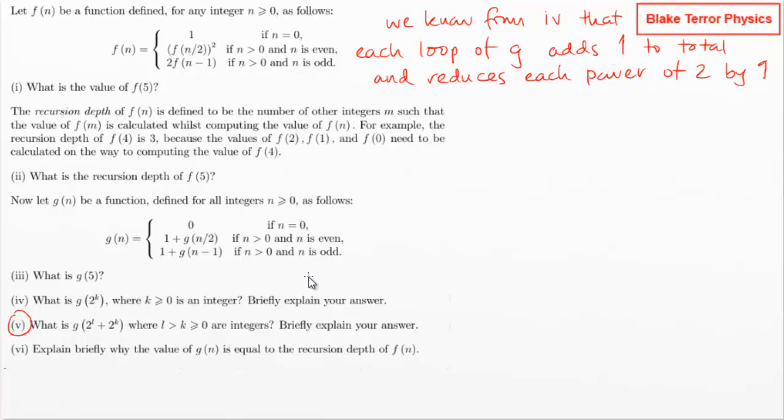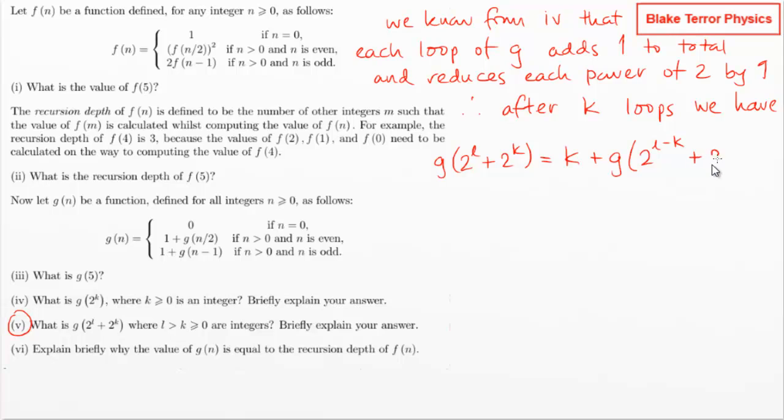So when are we going to get an odd number? We're going to get an odd number after k loops, because we're going to have a plus 1 on the end. So we can say, therefore, after k loops, g of 2 to the L plus 2 to the k is going to be equal to k, that's our counter, we've done k loops, and then g of 2 to the L minus k plus 2 to the k minus k. I've written it that way just so it makes it clear what we've actually done. We've done our counter of k, and we've reduced each power by k. But this is going to be a plus 1. So that is k plus g of 2 to the L minus k plus 1.